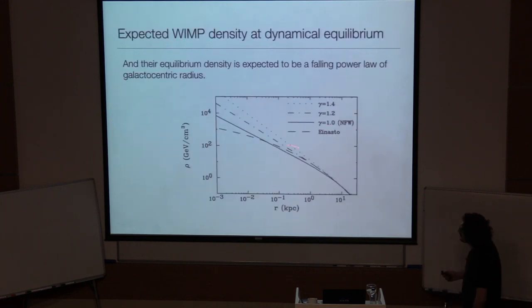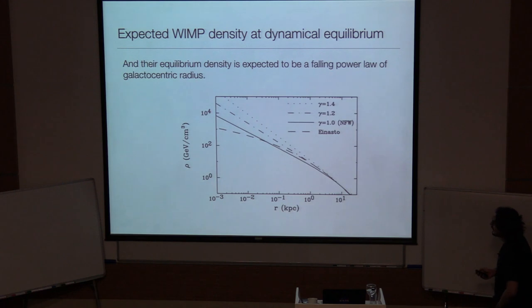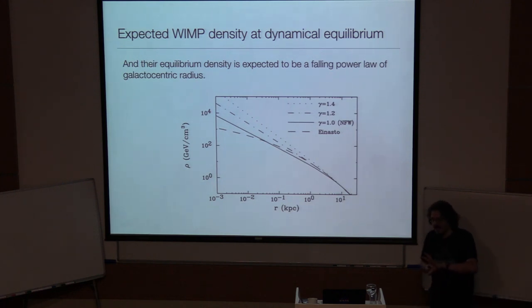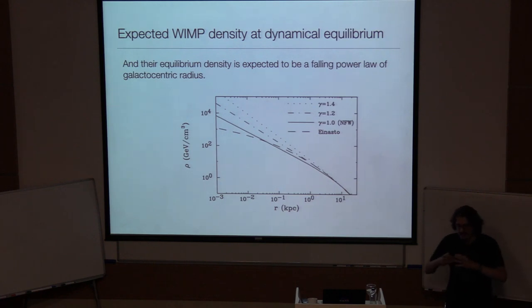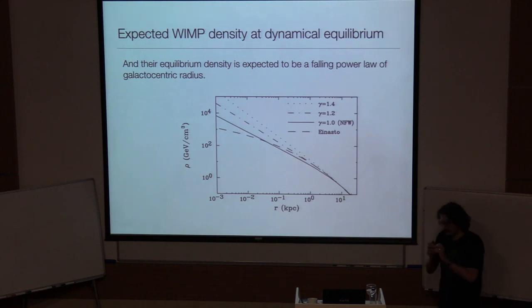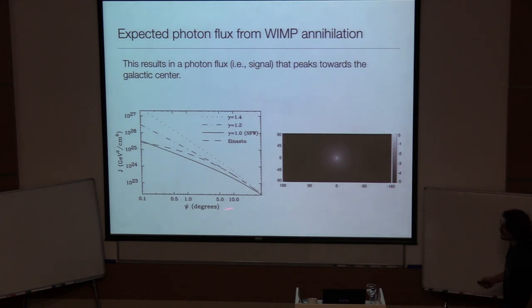I've already talked about the fact that the spatial distribution has to be NFW-like, at least. What we did was we took the NFW and then squared it, because it's a two-body process, and then took the line of sight integral. That gave us a profile as a function of the galactocentric radius, and then we used that as a template. That template is shown here, as a function of degrees.